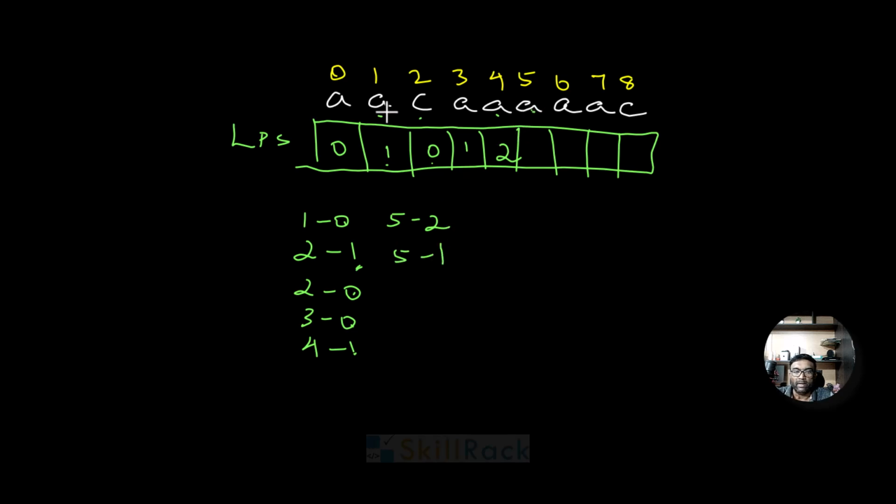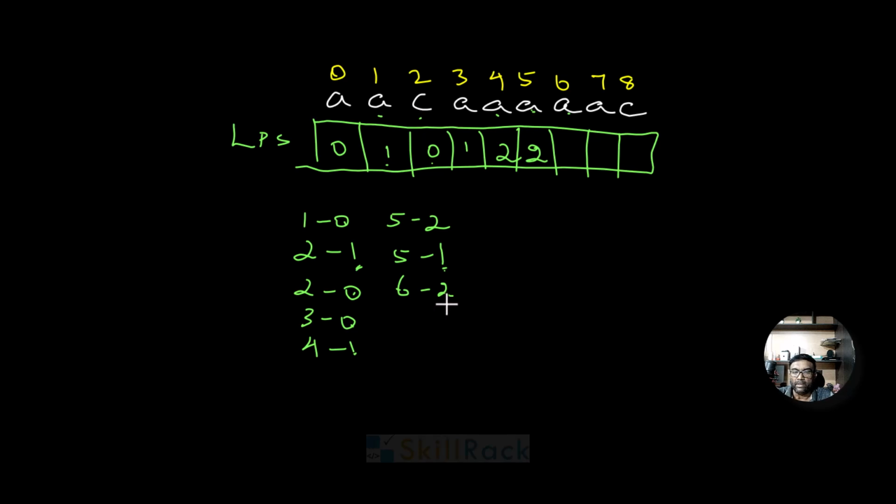So 5 and 1, A, both are matching. Okay. So what is the index value here? 1. You add 1 to this. So that will be the value, which is 2. So now because 5 and 1 are matching, you go to 6 and 2. So 6 and 2, AC, they are not matching.